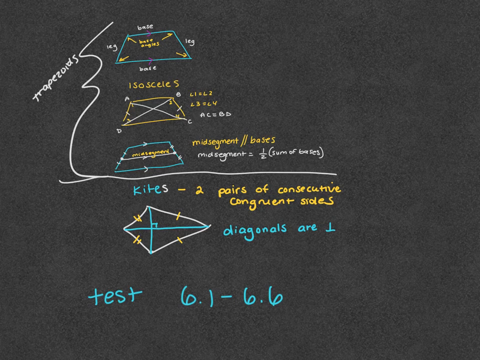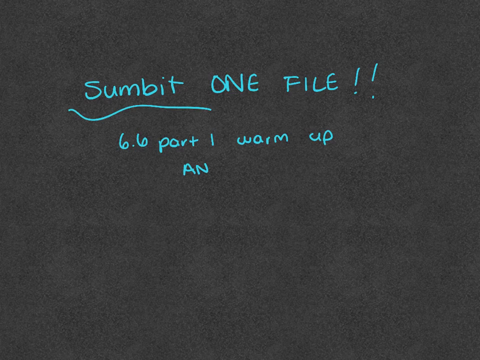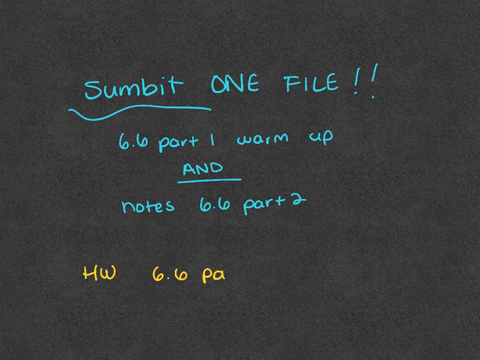So to get your classwork grade for today, you're going to submit in one file. So one submission, the warm-up, part 1 of the warm-up, and the notes from 6.6 part 2. You will submit that before you leave, so you can do it right now before you forget, and then you'll be able to use the remaining time to work on the homework for the kites or 6.6 part 2 homework.